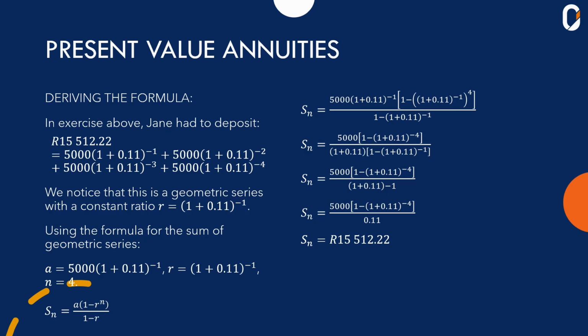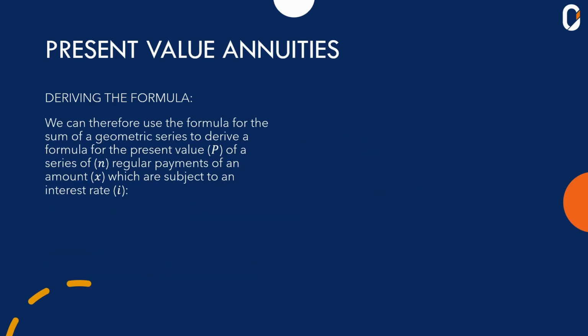And now let's derive a more general formula for all present value annuity related problems. We can therefore use the formula for the sum of a geometric series to derive the formula for the present value P of a series of n regular payments of an amount X which are subjected to an interest rate I. And hence we know that our A becomes X(1 + I)^-1. R is equal to (1 + I)^-1.